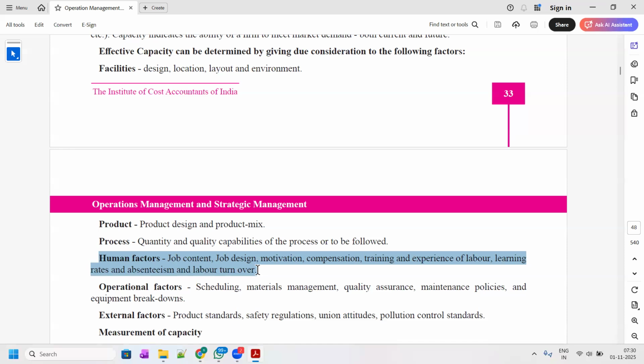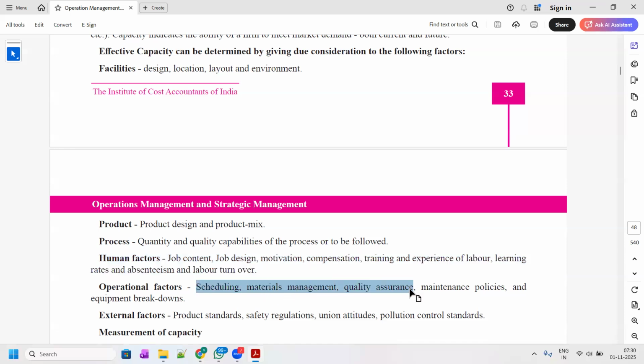Then we have operational factors, which relate to scheduling, material management, maintenance, and quality control. This is very basic when it comes to operational factors. I hope you are getting it. And then we have external factors, which are not in our control. That includes product standards, safety rules, labor unions, and pollution control laws, and all that also should be taken care of.